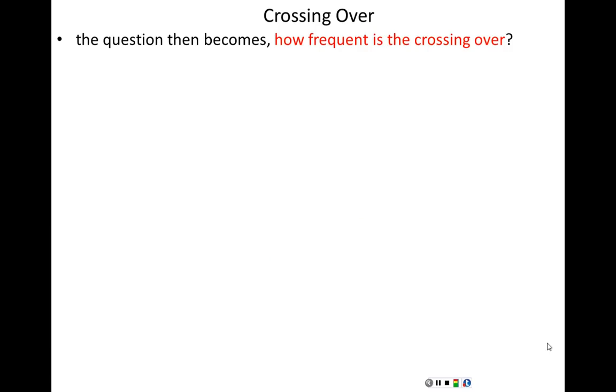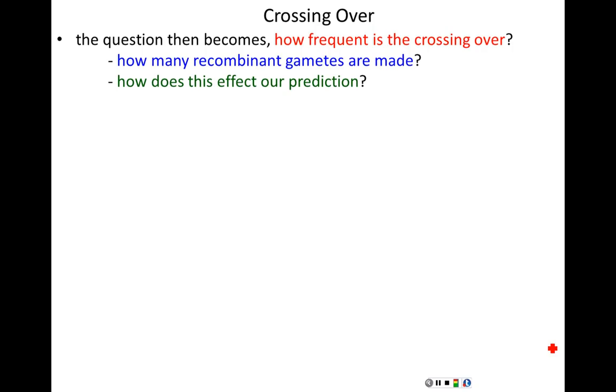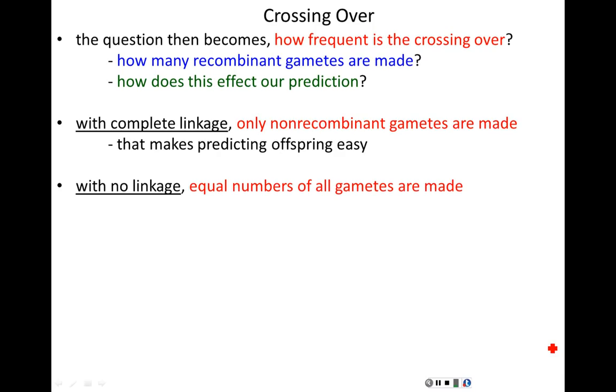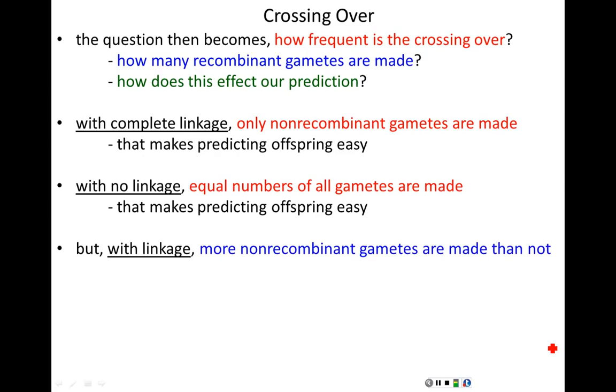The question really becomes, in terms of prediction and in terms of the genetics, how frequent is the crossing over? That'd be nice to know. How often does this happen? From that, you can glean how many recombinant gametes are made. That would be good to know. And then with that number, you can start to predict what offspring would look like. With complete linkage, it's easy. Nothing but non-recombinant gametes are made. With no linkage, it's easy. Equal numbers of all gametes are made. In both of these cases, the prediction is no problem. We understand what's going on.